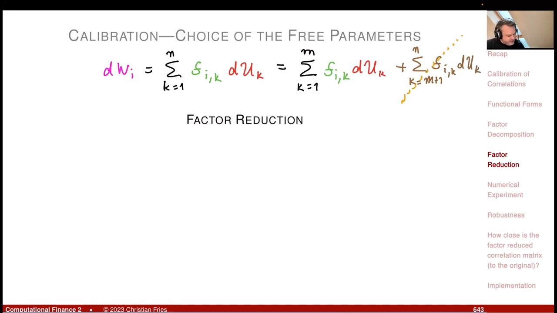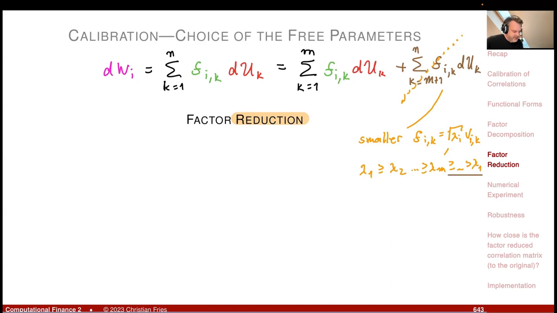Is this maybe a good idea to perform some kind of reduction, throwing away the remaining parts, because these are small, or say smaller? Because F_ik is the square root of lambda_i times v_ik, v_i is a unit vector, and the lambda_i are ordered. So maybe these are the smaller ones, and we just throw them away.